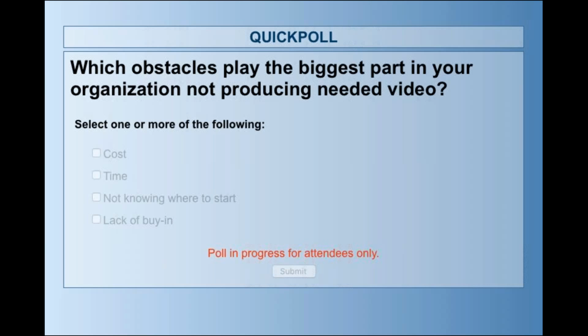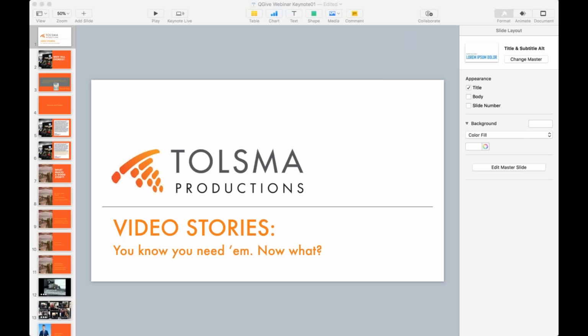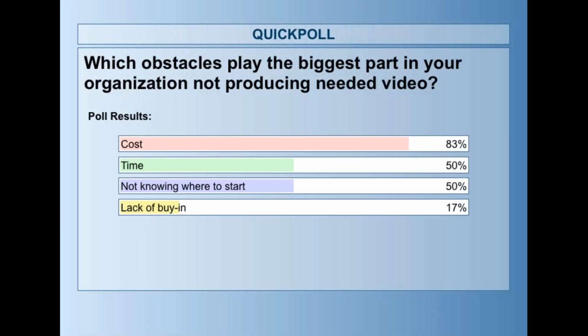So right now, 55% of you say that you don't really know where to start, and time, of course, is a big concern. I'm excited and surprised that so few of you seem to be facing a lack of buy-in as an obstacle. There are certainly some of you who do face that, but it's not nearly as big a concern as cost. That certainly seems to be the biggest obstacle. I'm also not surprised at that.